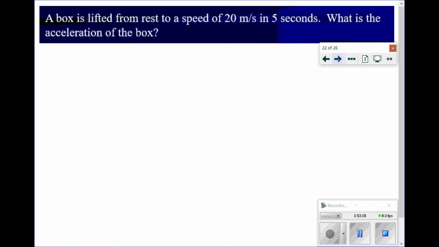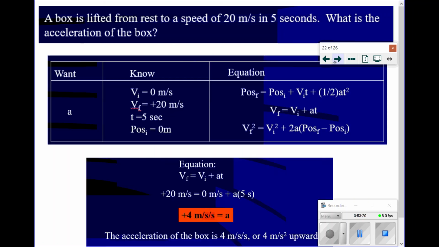If you're resting, you're not moving. So if you come to rest, you stopped. Your final velocity is 0. If you start from rest, then your initial velocity is 0.